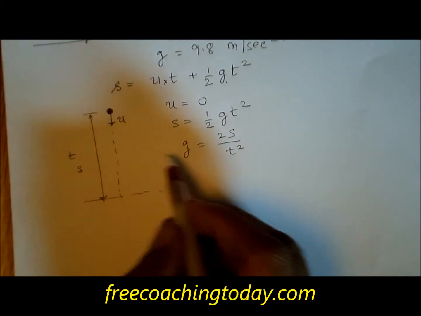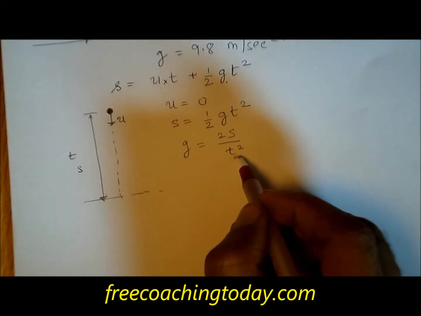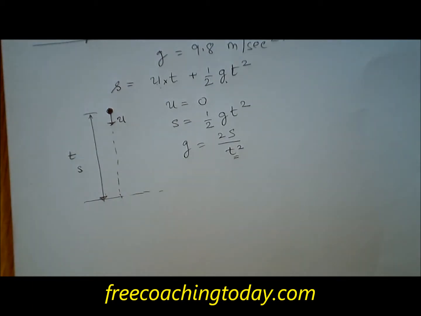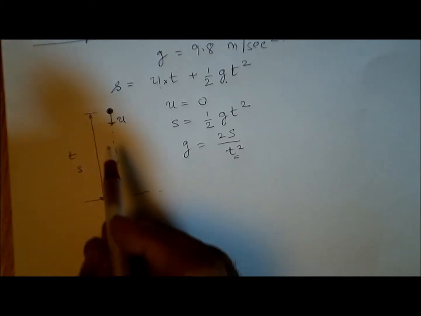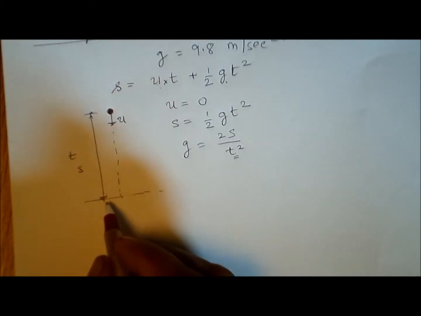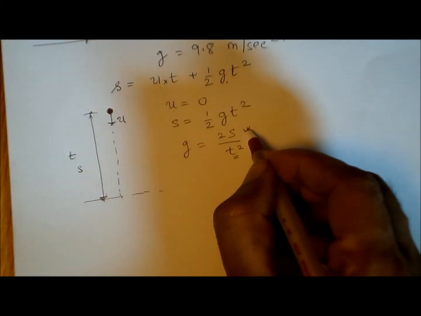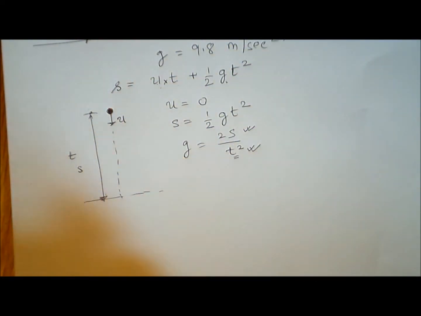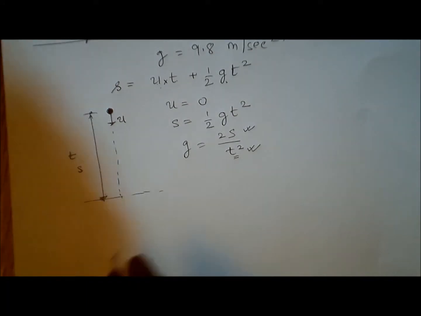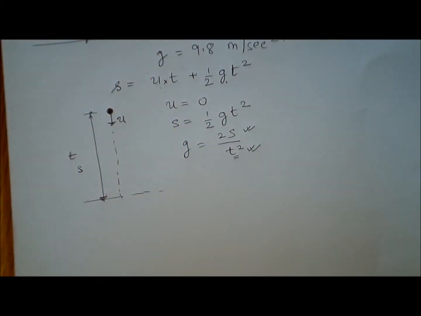Now t is a bit difficult to measure, but what we'll do is use a camera to record the falling of a ball, then find the initial and the final time and find the difference. So once we measure s and once we measure t, we can calculate the value of g. Let's do this experiment now.